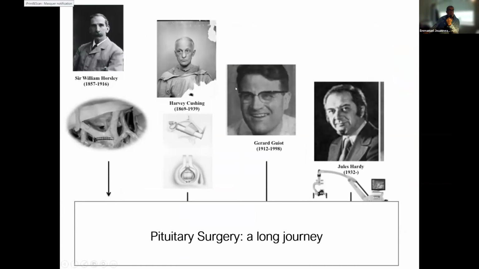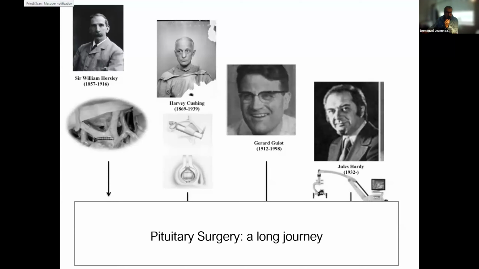It's a long journey for pituitary surgery, starting with the first case of William Horsley at the beginning of the 20th century. He operated on the first published case of pituitary surgery. It was a subfrontal approach at that point. At that time, it was a great success because the patient survived 2 weeks.